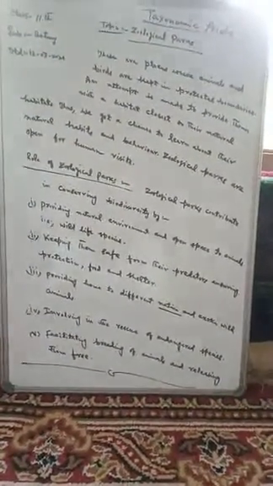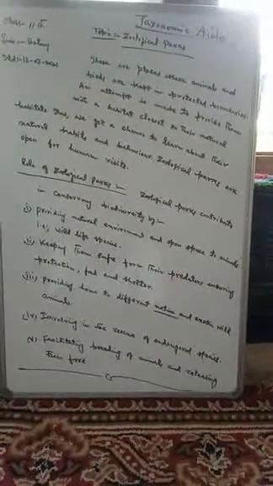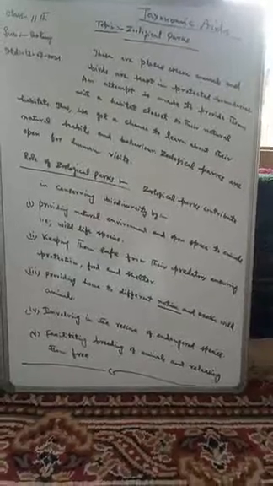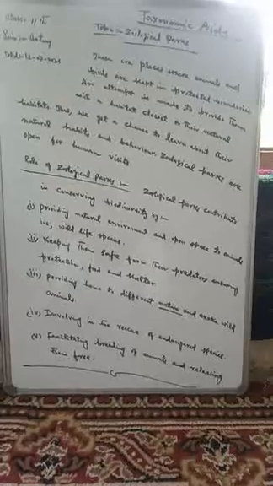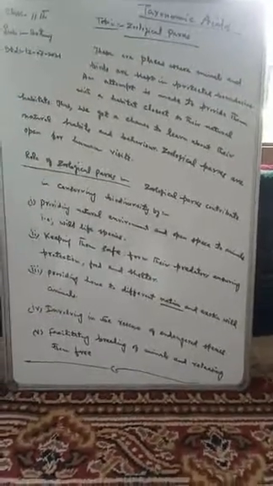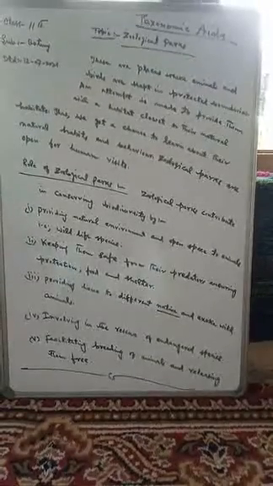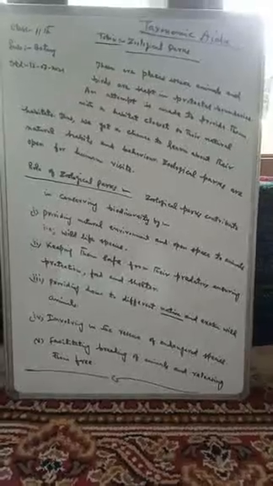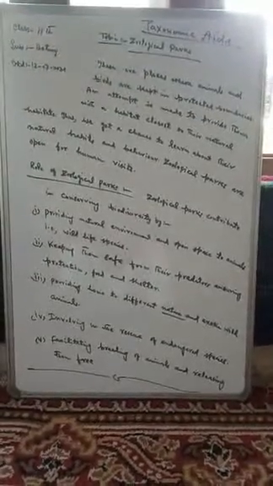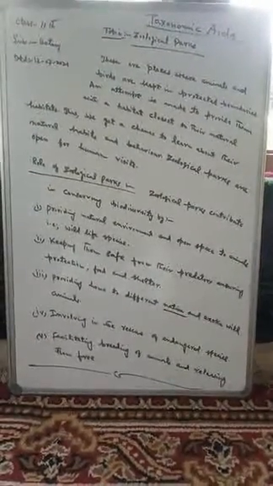Now, the role of zoological parks. What is the role played by these zoological parks? Zoological parks contribute in conserving biodiversity. They conserve our biodiversity in the following ways. Number one, providing natural environment and open space to animals, that is, wildlife species. These zoological parks provide a natural environment and open space to the animals and birds, or we can say wildlife species. This is the first role of these zoological parks.